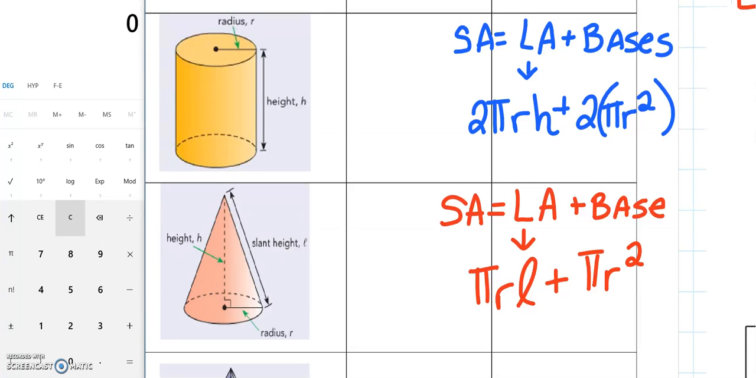Now that pi r L, that's pi times the radius times the slant length or slant height. So in your diagram, this is L. So you're going to do pi times the radius times that slant length. Sometimes you're not given the slant length, so you're going to have to find it.